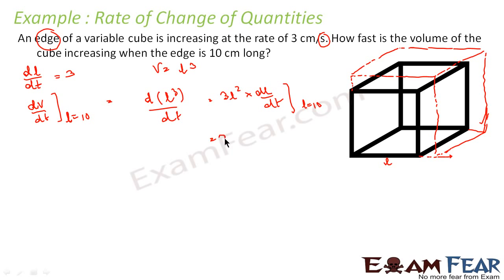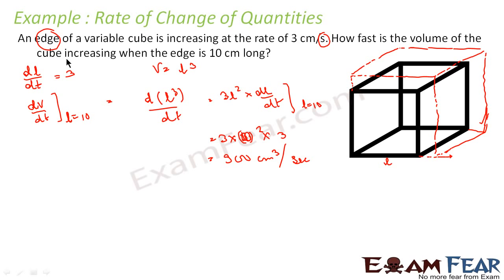Let's put the values here. 3 into L square, that is 10 square, because L is 10 here. 3 into 10 square into dl by dt, that is 3. This is nothing but 900. What is the unit? Change in volume by time, that is centimeter cube, volume by time, that is second. So 900 centimeter cube per second is the answer for this.